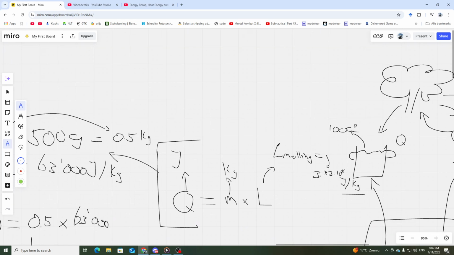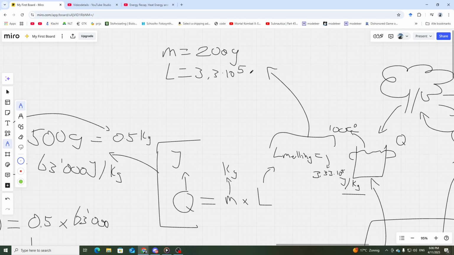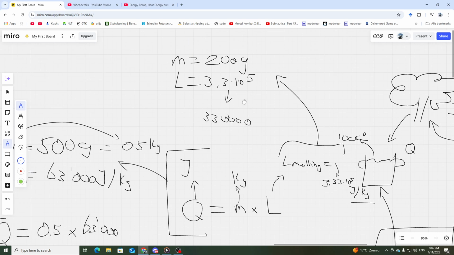Another thing, let's say I bought a little pack of ice. There was 200 grams of ice that I bought from the Dirk. I'm not sponsored, by the way. So our mass is 200 grams. I know that my latent heat for melting this is going to be 3.33 times 10 to the power of 5. Let me just write this normal. Is that 3,000? So 1, 2, 3, 4, 0. I think. Correct me if I'm wrong. I'm getting tired. But I think this is 330,000. That's the same as 3.3 times 10 to the power of 5.